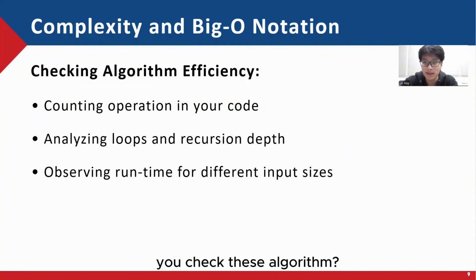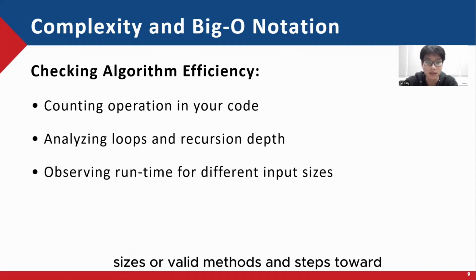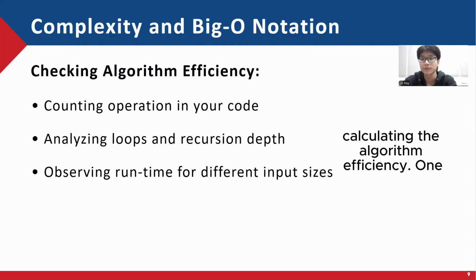So how do you check these algorithms? You can count operations in your code. You can analyze loops and recursion depth. You can observe runtime for different input sizes. These are valid methods and steps toward calculating algorithm efficiency.